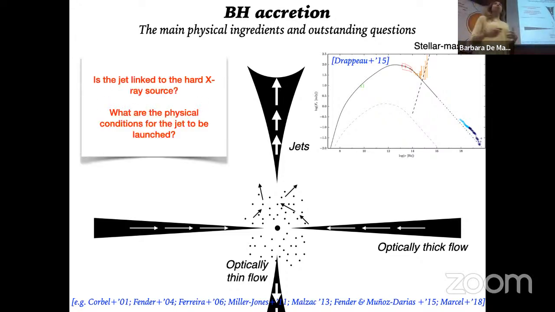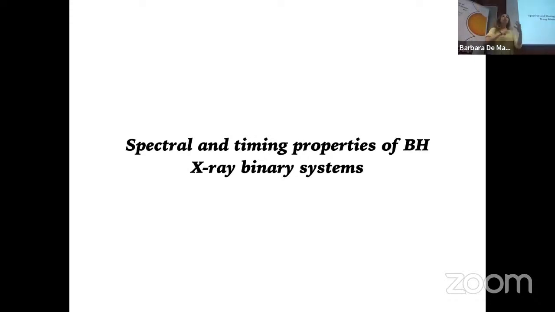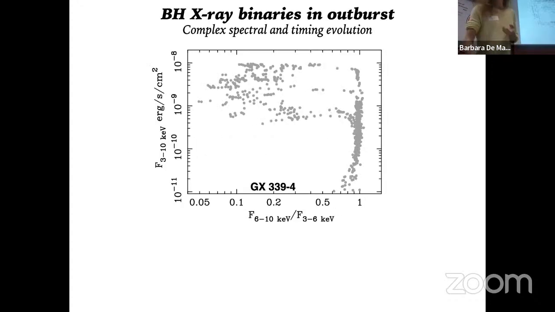However, there is a lot of mystery around the production mechanism. So what are the conditions for the jet to be launched? And how is it linked to the hard X-ray emitting region? So now I will go through the phenomenology that we observe in this system from a spectral and a timing point of view. Black hole binaries are usually very dim.